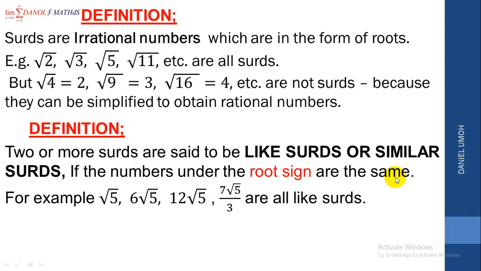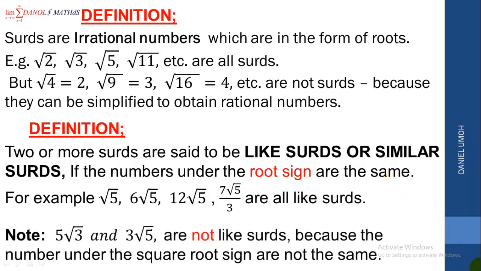Take another classical example. I want you to note this. 5 root 3 and 3 root 5 are not like surds. Why? The number under the square root sign here is 3. The number under the square root sign here is 5. So they are not like surds, because the numbers under the square root sign are not the same. Take note of this, because when we are solving problems involving additions and subtractions of surds, if you don't understand the concept of like surds, you are going to have difficulties.